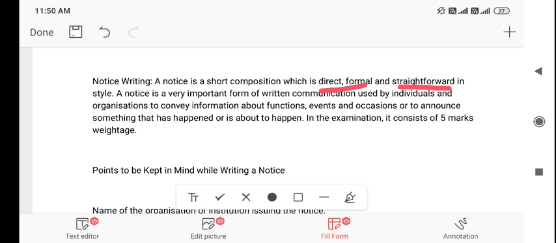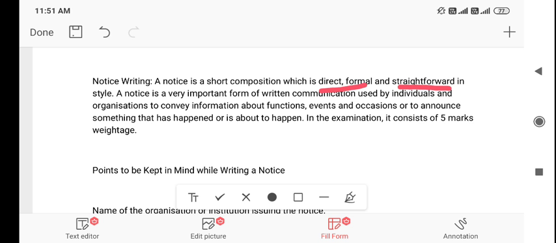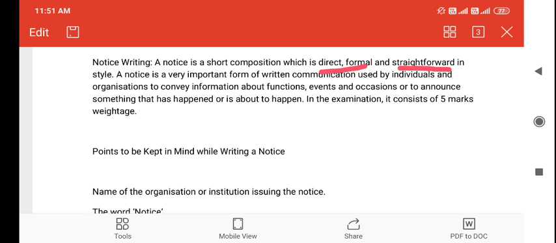A notice is a very important form of written communication. So a notice is a written communication, not an oral one. It is written, and it is used by individuals and organizations to convey information about functions, events and occasions, or to announce something that has happened or is about to happen.